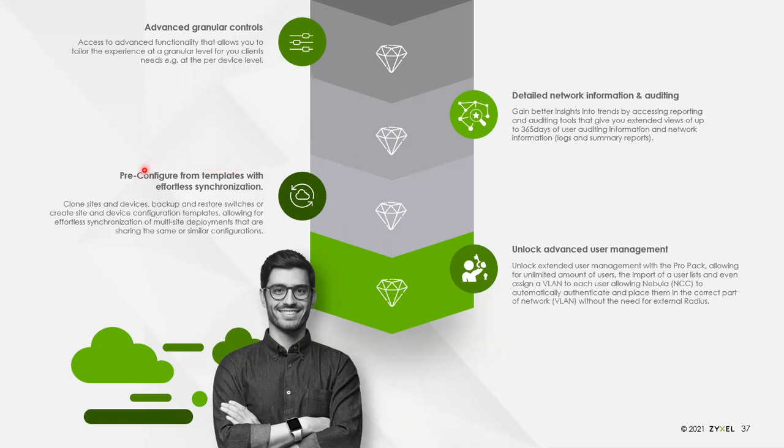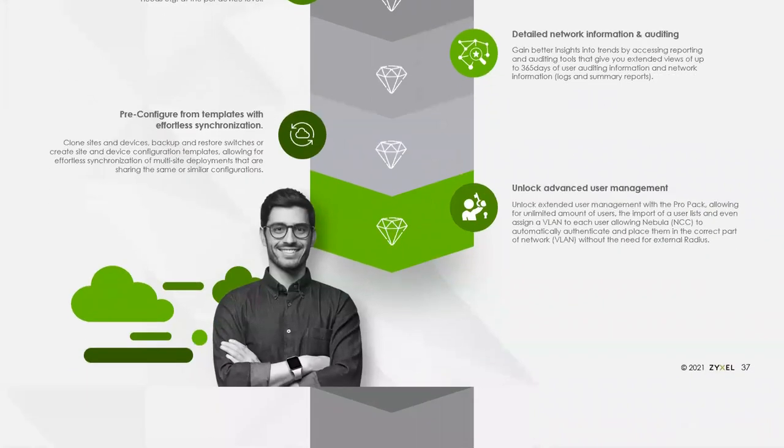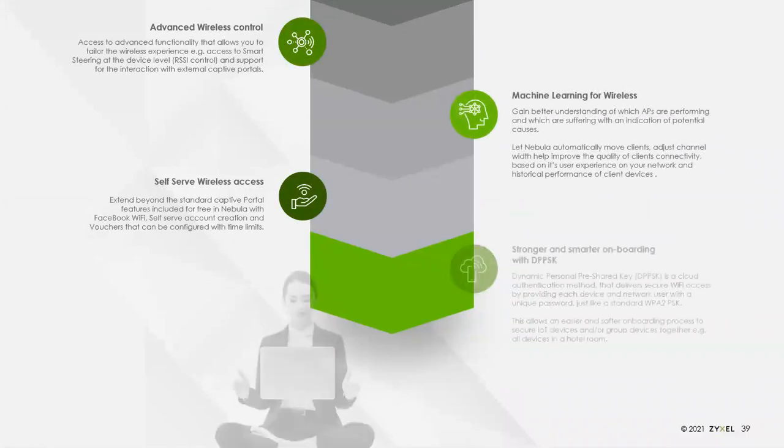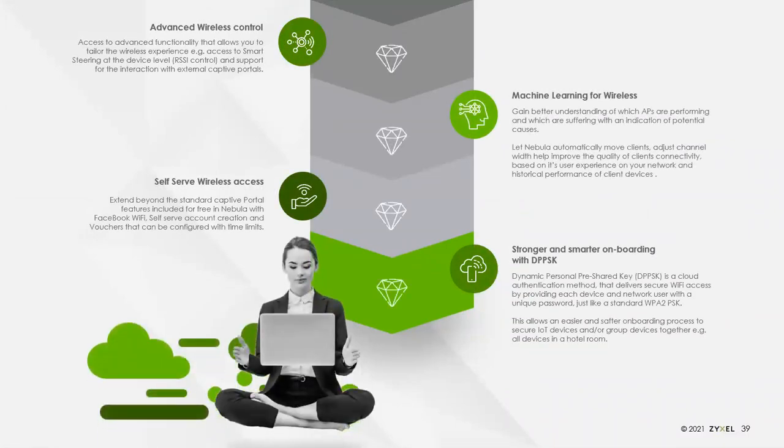The ability to use templates to help synchronize changes across multiple sites, and some advanced user management functionality. So for instance, if you don't want to set up your own Radius server, we have a cloud server you can use for most Radius type functions that can store an unlimited number of users there. We give you some advanced access to wireless stuff, wireless reporting, machine learning to automatically configure wireless for you, unlock some additional guest access functionality, and adding a new feature that we call DPPSK.